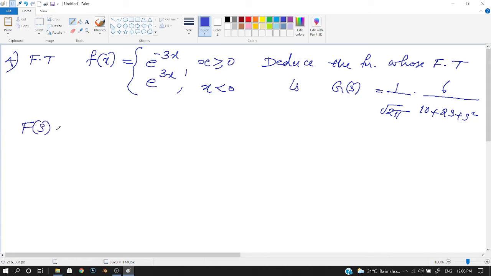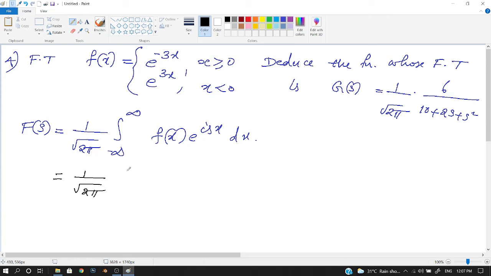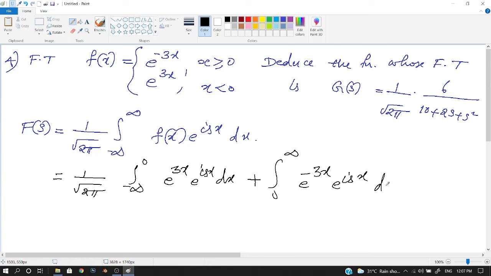write F of s is equal to 1 by root 2 pi integral from minus infinity to infinity f of x into e raised to i s x dx. Okay, now we can substitute the function value here: 1 by root 2 pi, then for minus infinity to 0 the function value is e raised to 3x, and for 0 to infinity the function value is e raised to minus 3x.